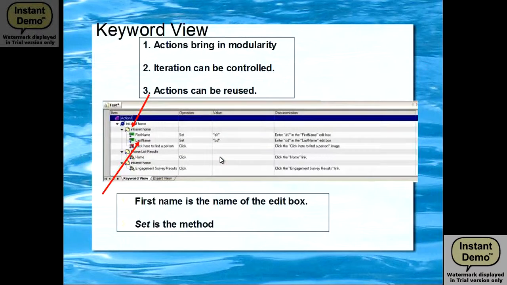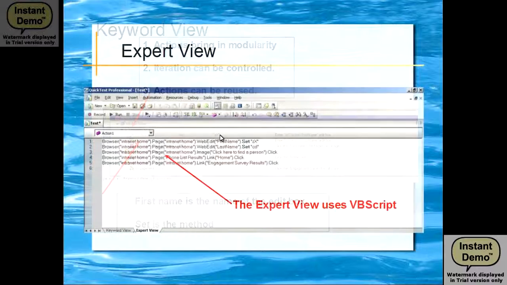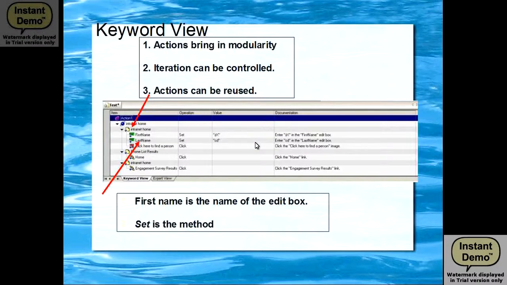So let us see the same in the keyword view. See here, first name is the item on which the action is performed. We have to set the value, so the operation is set. The value is ix, the same as before. This is the value which we entered while recording, please remember. So this is my expected result. And this documentation is given by QTP by itself.